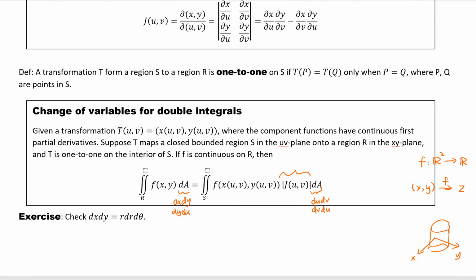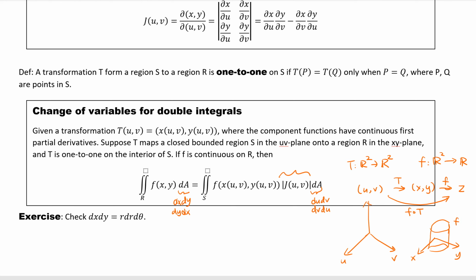And what does T do? T is from R2 to R2. So we change variables to u, v. Now this composite function f composite T is a function from the uv plane to the space. So now we have uv down there and we have the z down here.